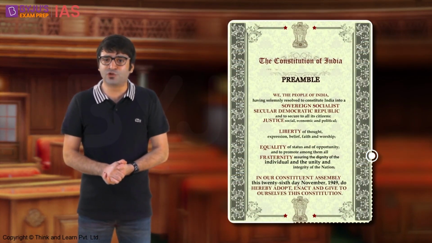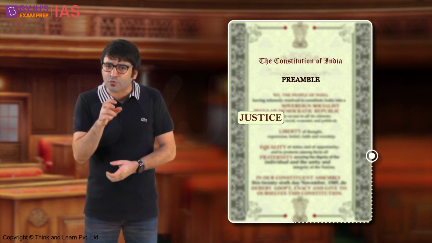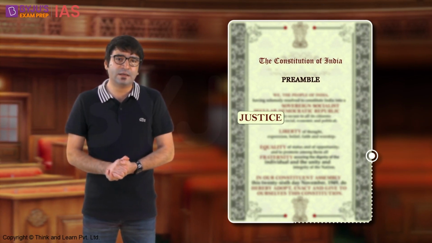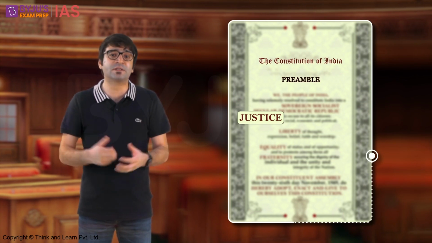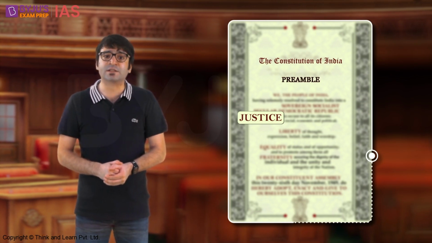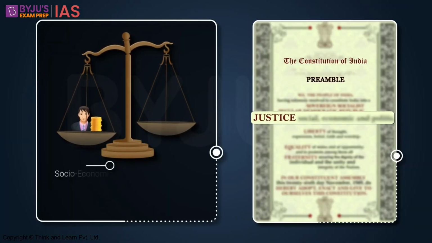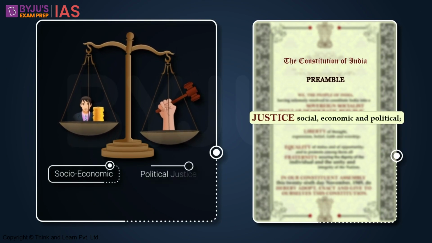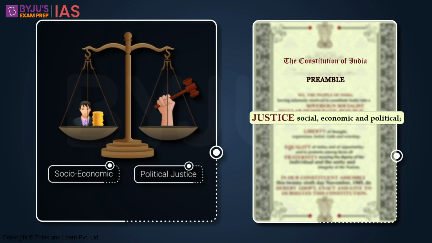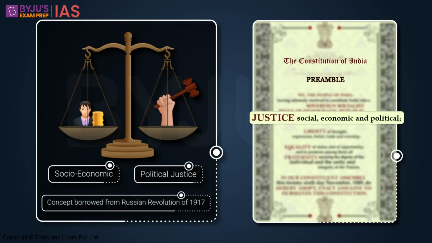Let's turn our attention to the next key term, justice. On close reading of the preambular text, we can infer that the preamble promises to secure to all its citizens socio-economic and political justice. The makers of our Constitution borrowed this ideal of socio-economic and political justice from the Russian Revolution in 1917. But what do these terms mean?